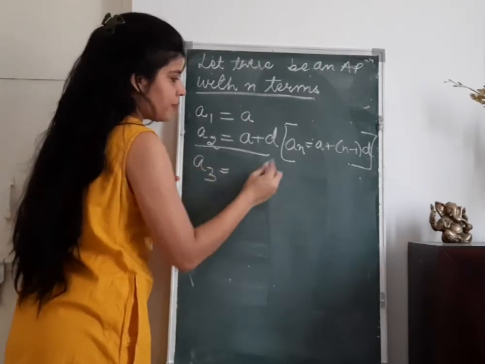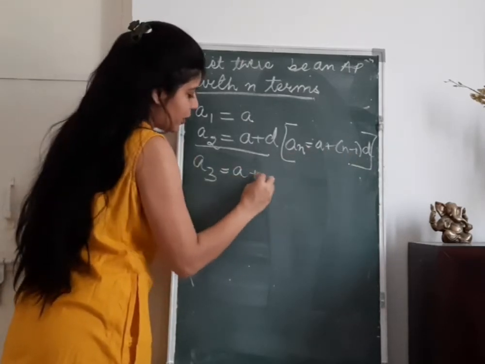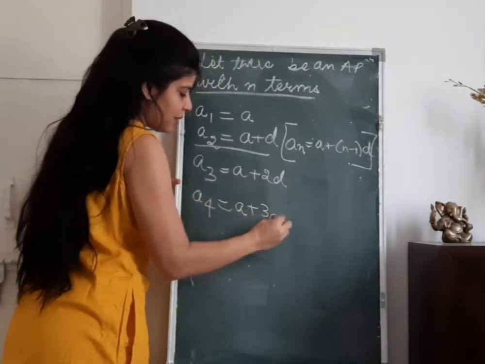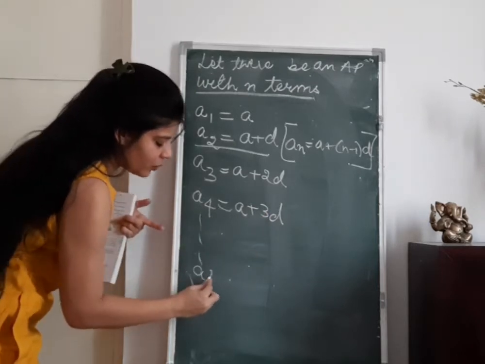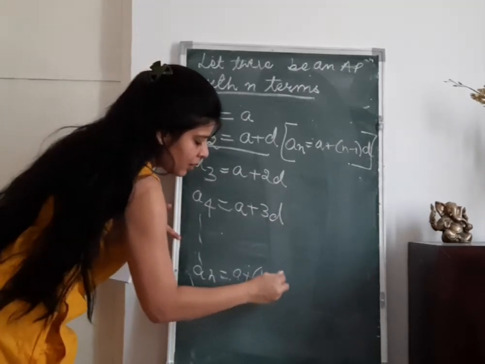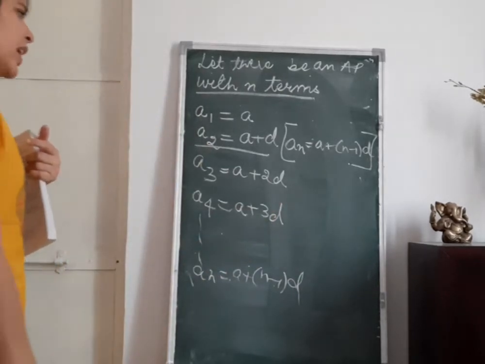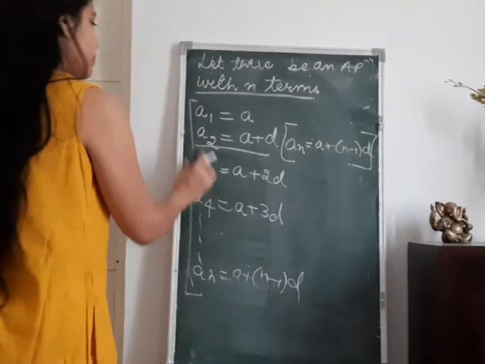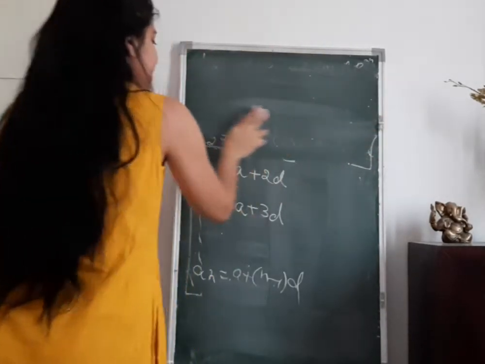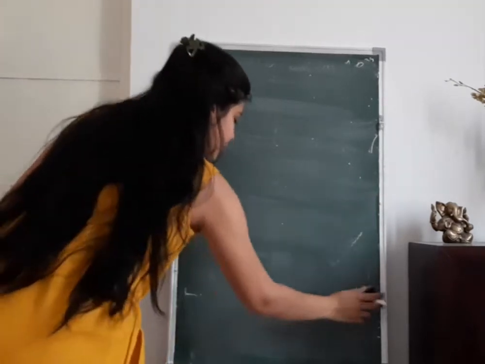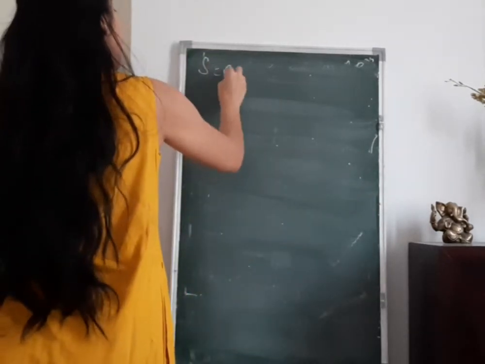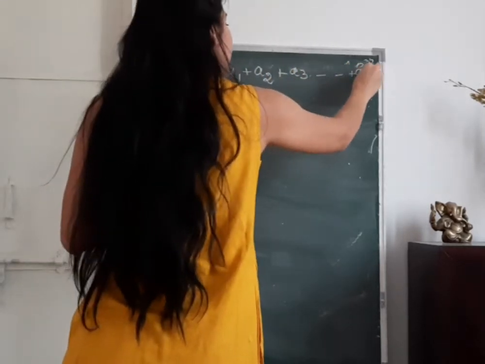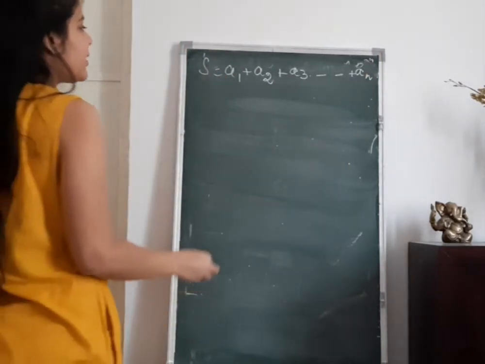A3 will be given as what? If I put n as 3, A3 will be equal to A plus 2D. A4 will be equal to A plus 3D. And what will be the nth term equal to? An is equal to A plus n minus 1 into D. Okay. Now the sum for this arithmetic progression is going to be equal to A1 plus A2 plus A3 until An, right?